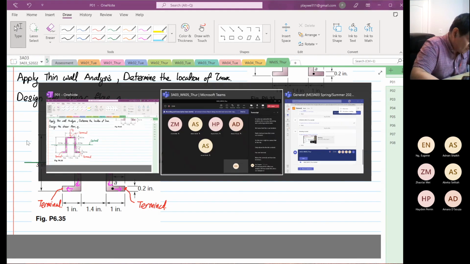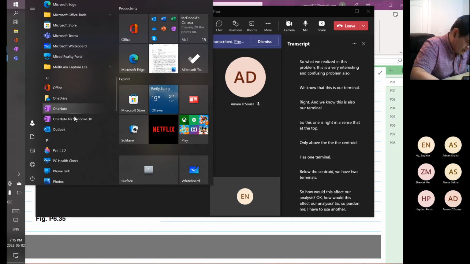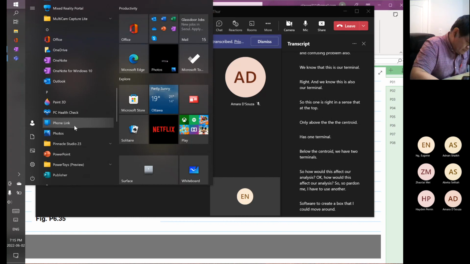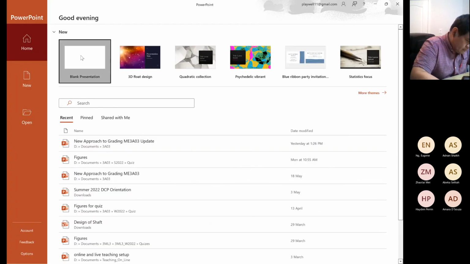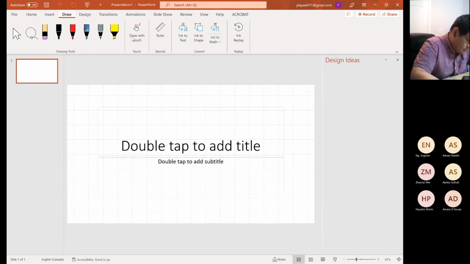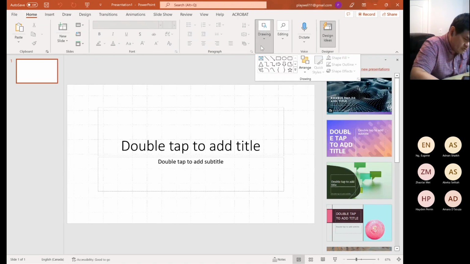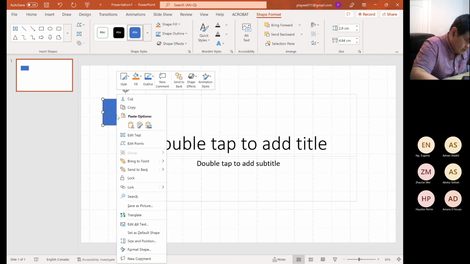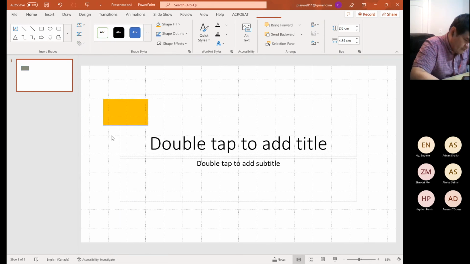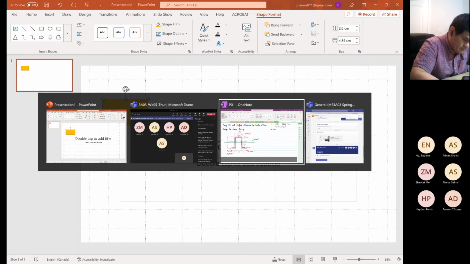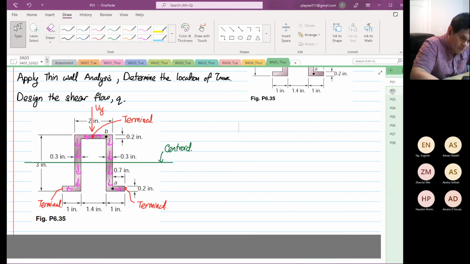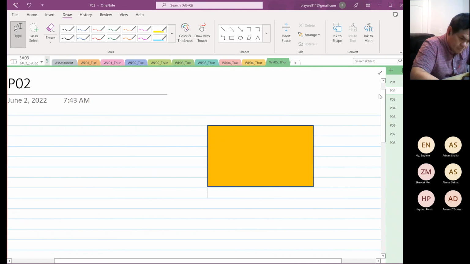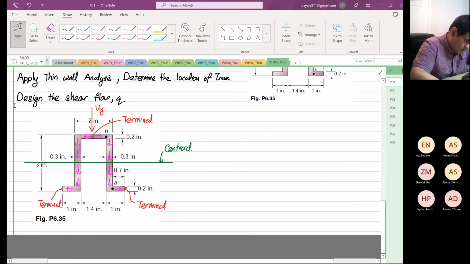Pardon me, I have to use another software to create a box that I could move around. I'm just creating a box, so you guys don't do this. I'd like to fill it. I'm feeling a bit orange today. And I'm going to paste on the next, I'm going to take this whole thing across.